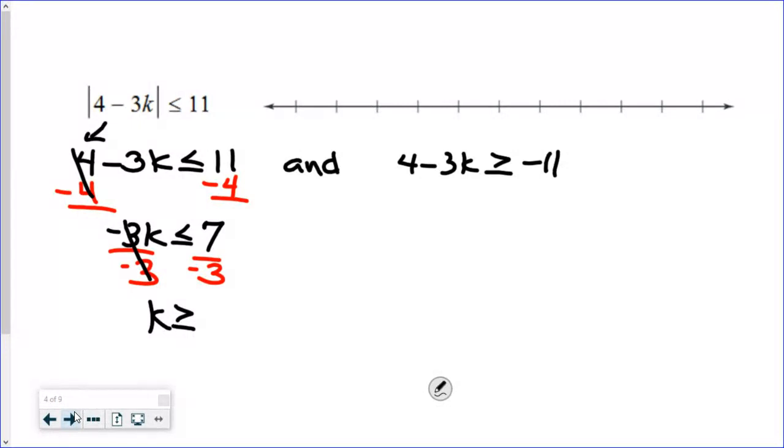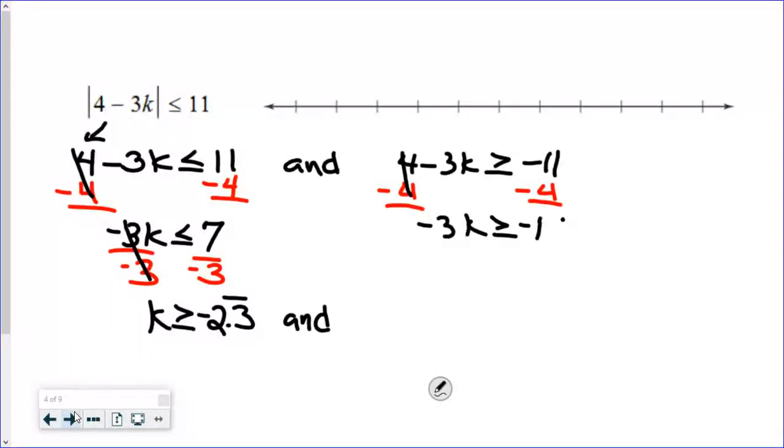And if I want, again, remember I taught you how to put it in your calculator. That's just -2.3 repeating. Okay, that's fine. Decimals are our friends. Okay, did you flip the sign though? -4, and you got -3k is greater than or equal to -15. Divide by a -3. Flip the sign, because we're dividing by a negative, and you get a 5.